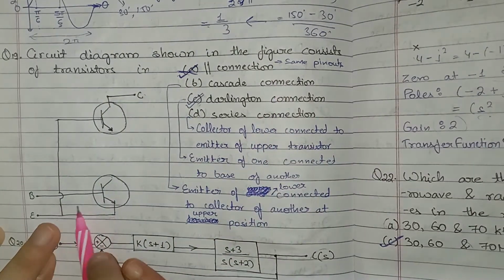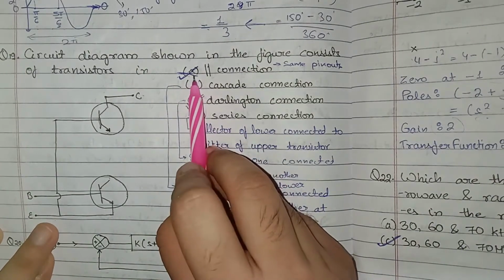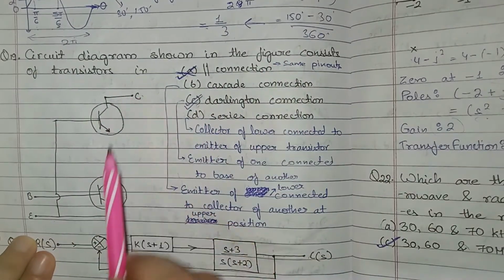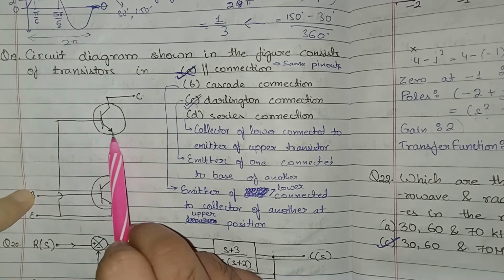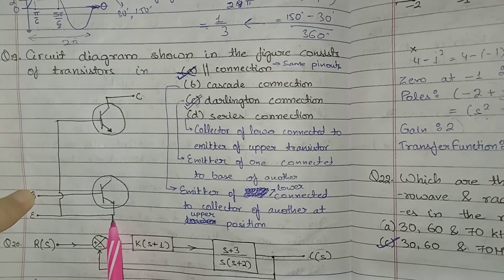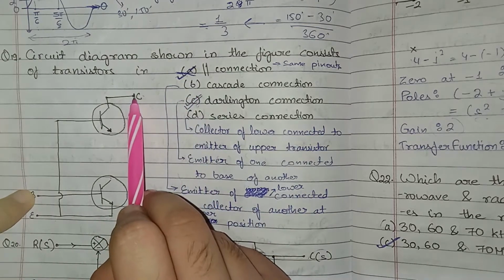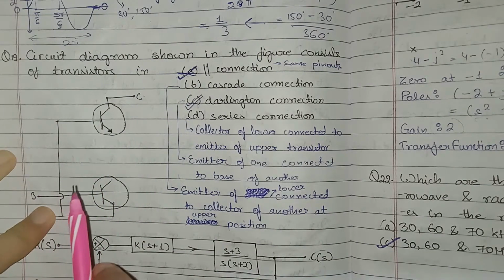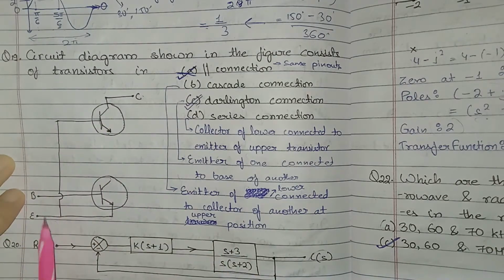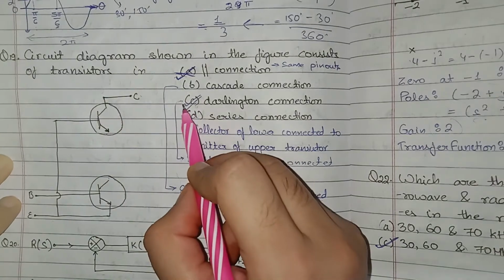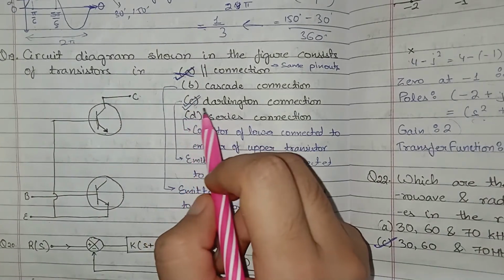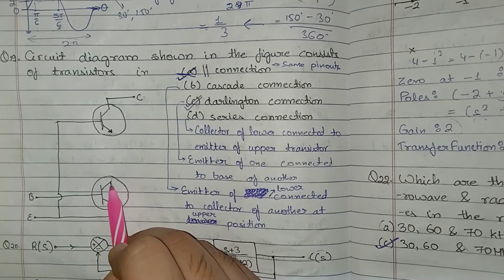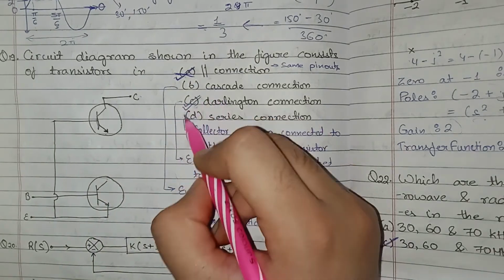For this question, we have to identify the type of connection. At one place, the answer was given as parallel connection, but I believe the answer should not be parallel connection, because in parallel connection, the collector is connected to the collector, the base is connected to the base, and the emitter is connected to the emitter. That is not the case over here. In cascade connection, the collector of one is connected to the emitter of the other. That is also not the case over here. In Darlington connection, the base of one is connected to the emitter of the other. So therefore this connection should be a Darlington connection. In a series connection, the emitter of one is simply connected to the base of the other. That is also not the case. So according to me, the answer should be Darlington connection.